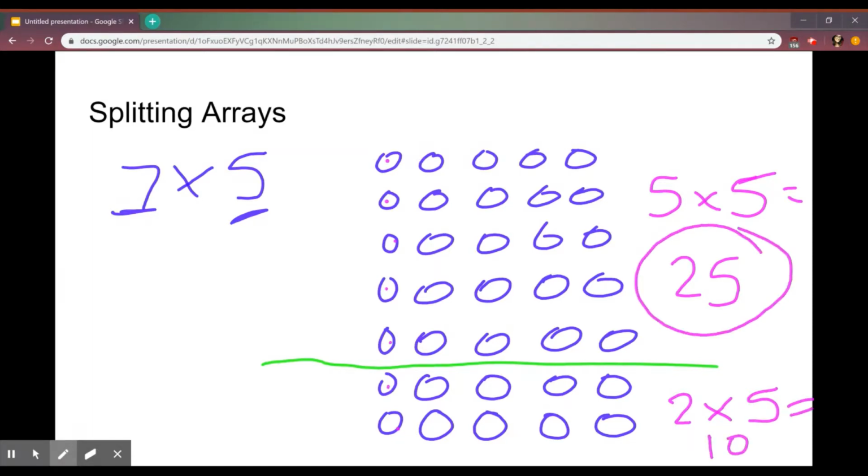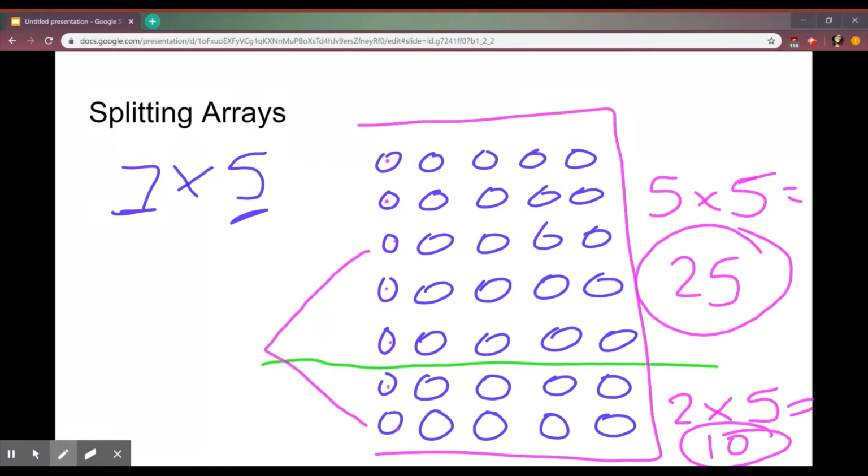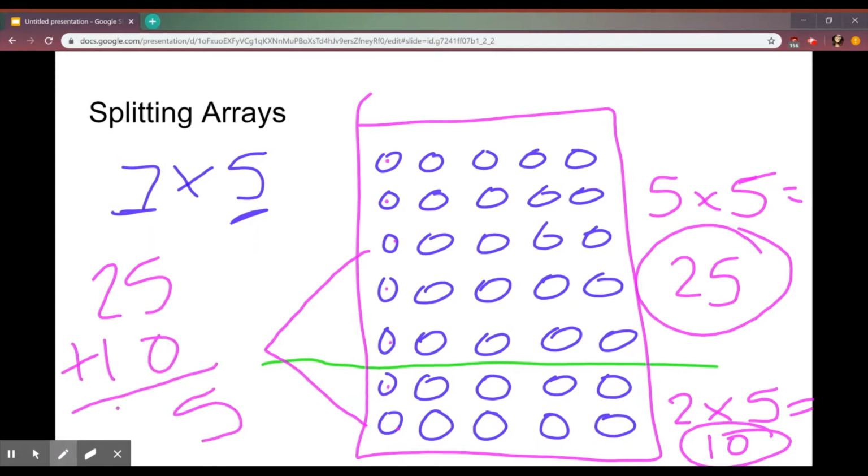So now I have my top section and my bottom section, and I'm going to put them together to get the answer of the whole array again. So it's like I took two pieces and I'm going to put them back together and do 25 plus 10. And that gives me 35. Now if I were to skip count by 5s 7 times, I would get 35. And if I were to count by 7 5 times, I would get 35 as well.